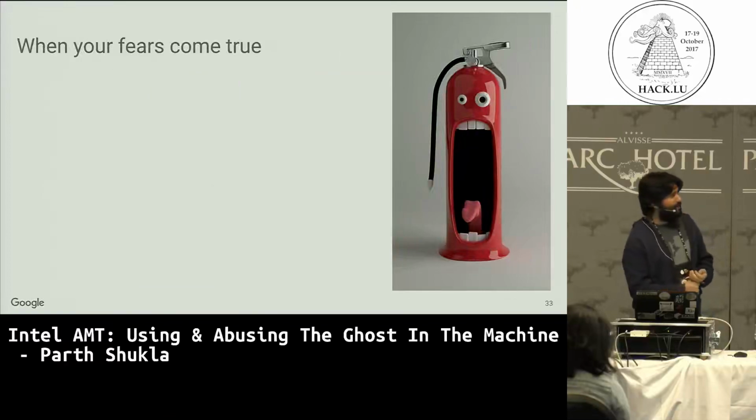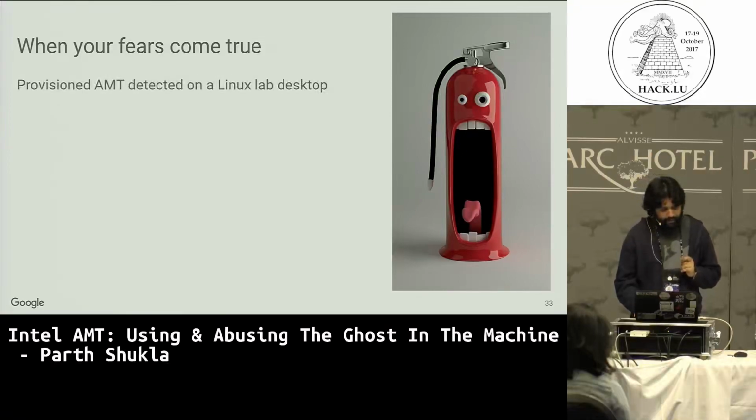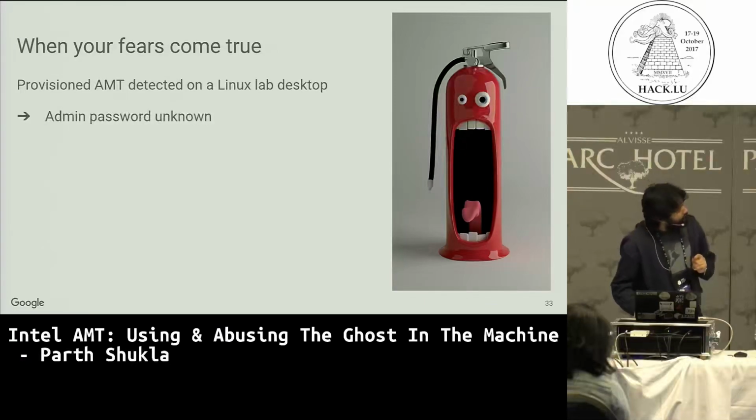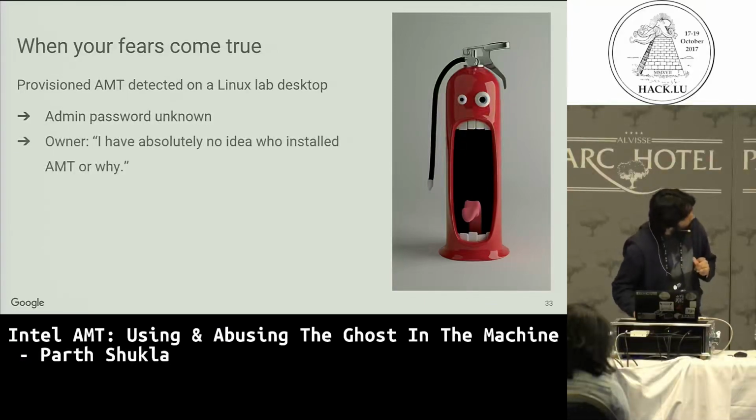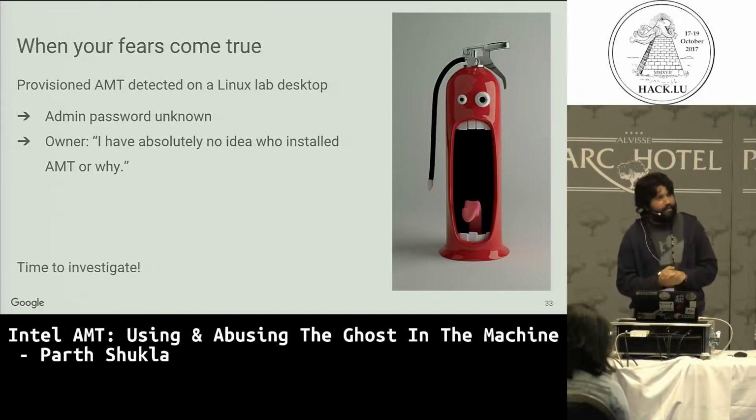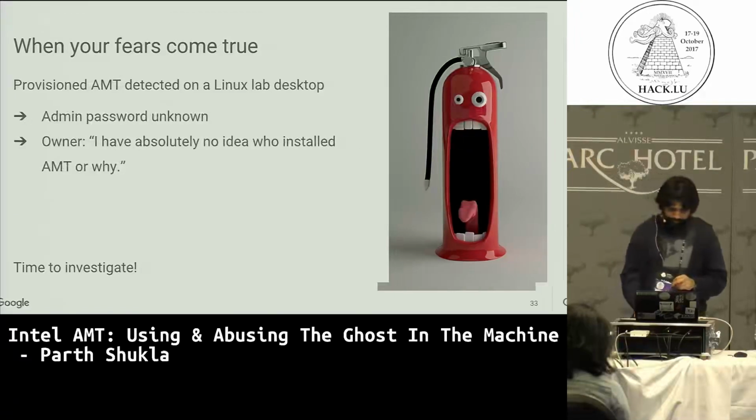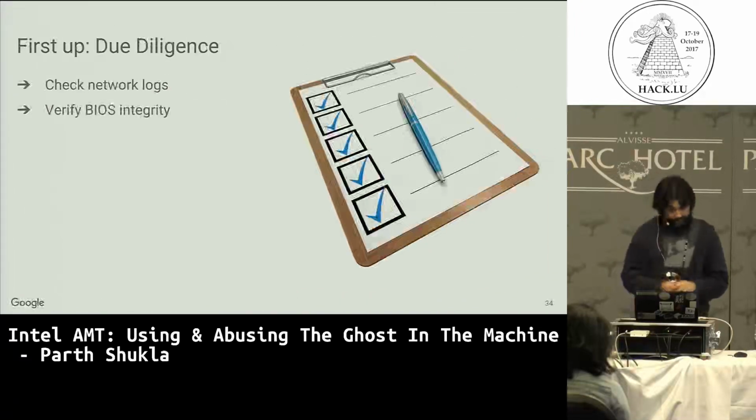And of course, why contemplate when things happen for you? So a plugin that I had written for internal network scans detected a provisioned AMT during one of the regular scans. Admin pass unknown, obviously, and the owner goes, I don't know what this is and what's happening. So now things get interesting. Bit panicky, but interesting.